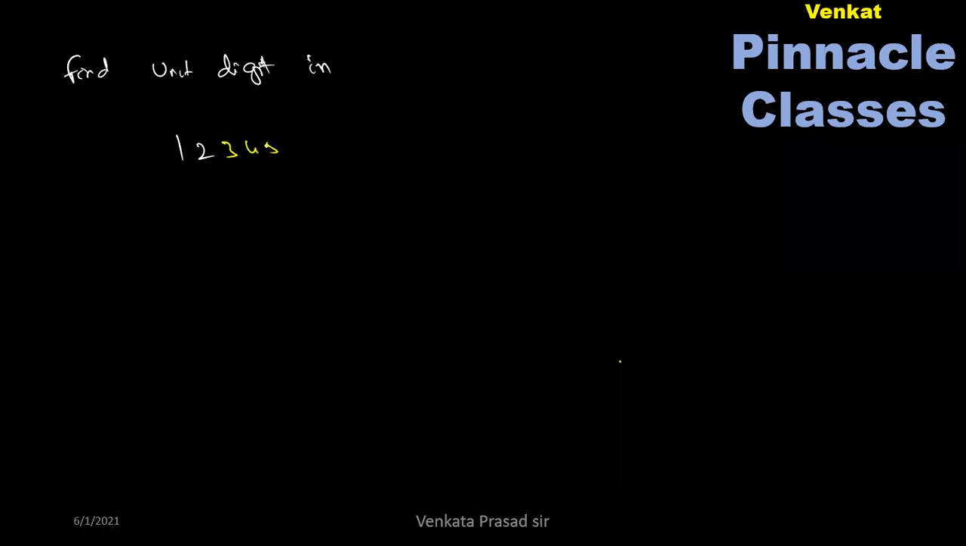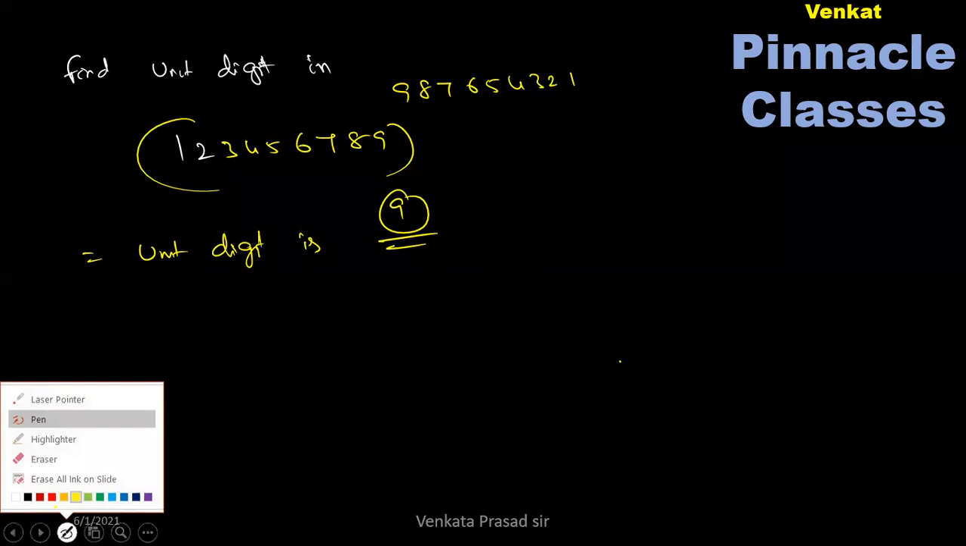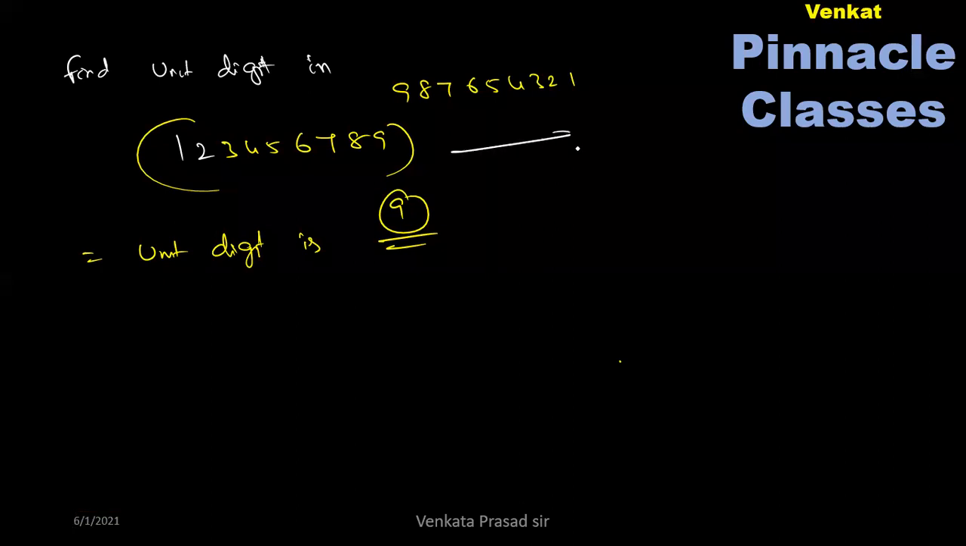The expression is 1, 2, 3, 4, 5, 6, 7, 8, 9, with power 9, 8, 7, 6, 5, 4, 3, 2, 1. What is the unit digit? Anyone? 9. Fantastic. Beautiful. Why? Because this is the same as 9 power an odd number.